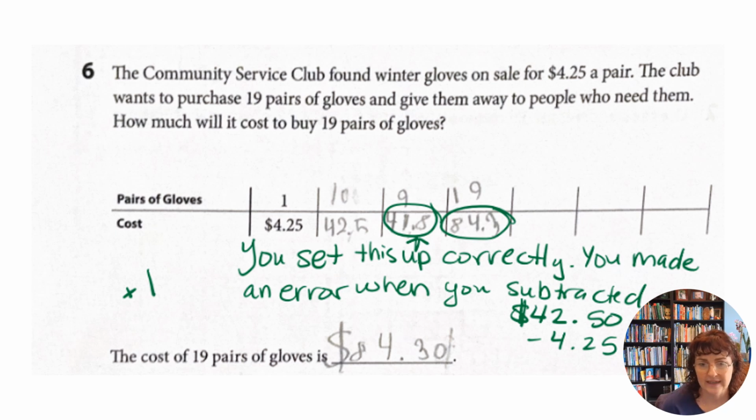She set it up correctly, but she made an error. So the comment I provided for her in the feedback was, you set this up correctly. You made an error when you subtracted $42.50 from $4.25.